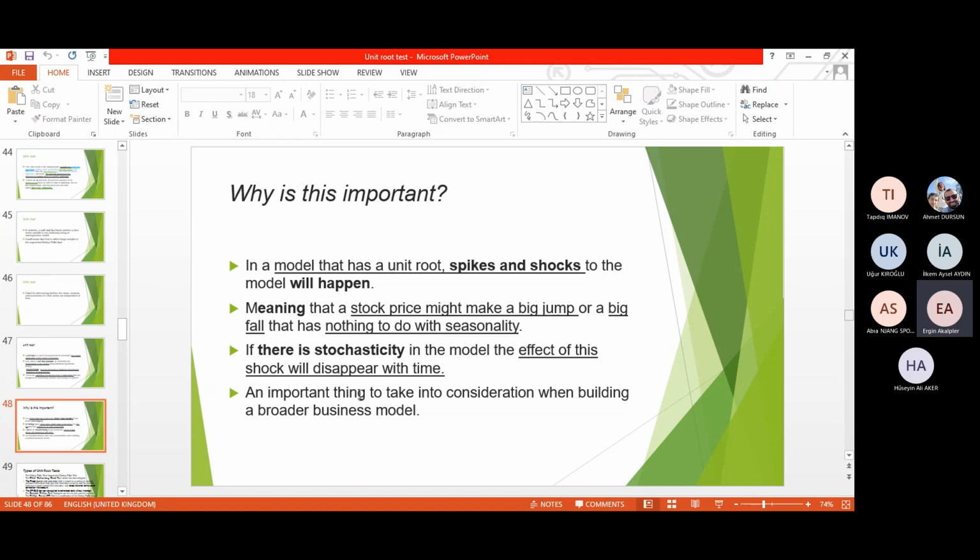In a model that has a unit root, why is it important, of course, we are asking. In a model that has a unit root, spikes and shocks to the model will happen, meaning that a shock to a stock price might make a big jump in the market, so-called, or a big fall. That has nothing to do with seasonality, isn't it? This is very important. You are going to do this for making a reasonable estimation because you don't know what causes this effect. Some structural breaks may happen and cause this.